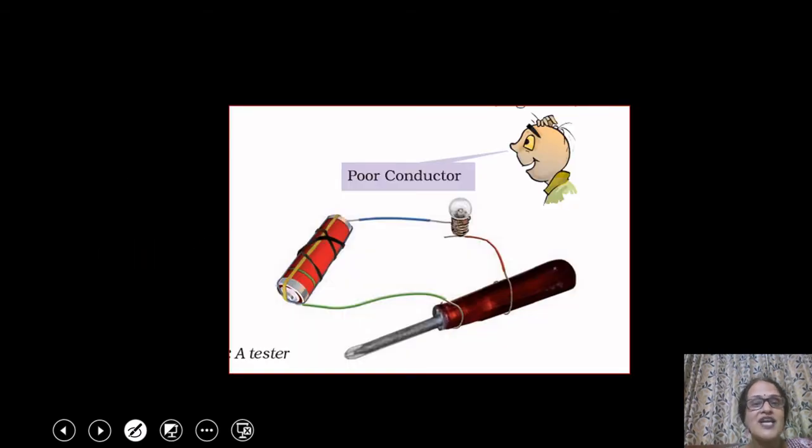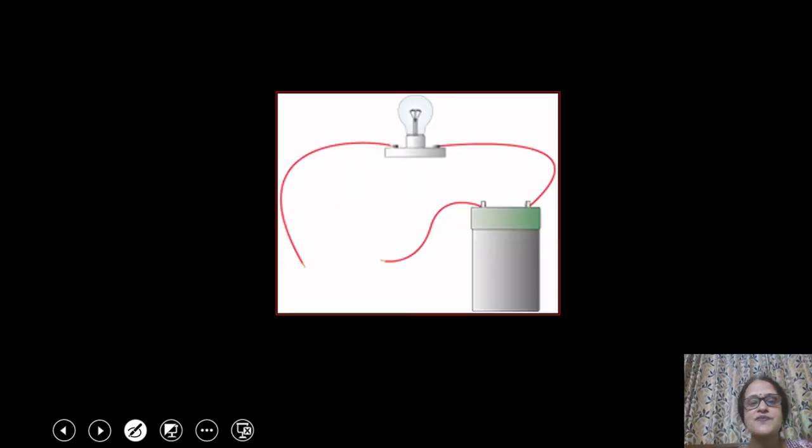Then again, with the help of the same tester we can test whether a substance is a conductor or a poor conductor. Now we can see that we have taken the same screwdriver. This time, what is placed between the free ends of the tester? We have placed the substance which is made up of plastic. So in this case the bulb won't glow. With the help of this simple tester we can check the conductivity of a substance.